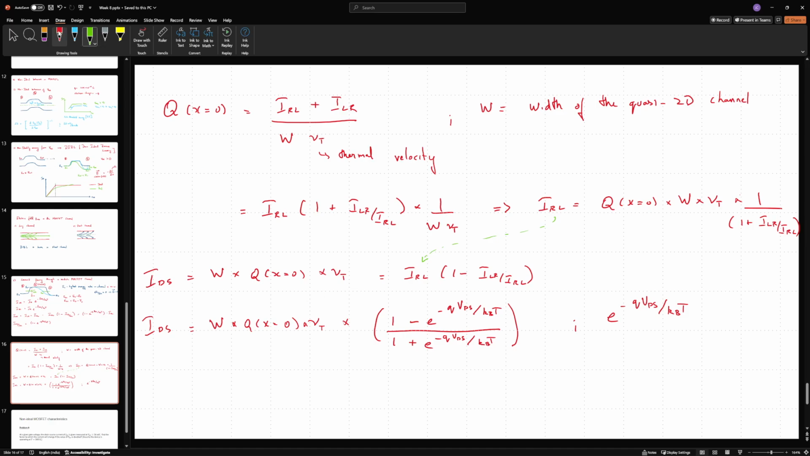This is not correct. Therefore, IDS is equal to this. So that is going to give me this. And this quantity is what I shall call I naught. So this is technically the transistor's saturation current.